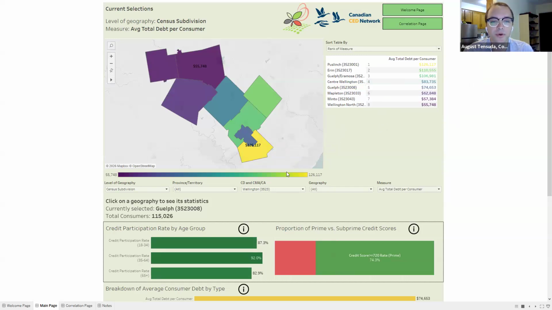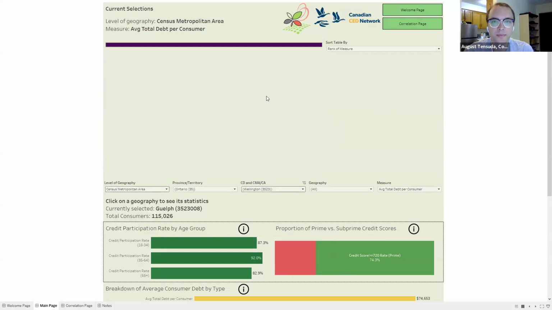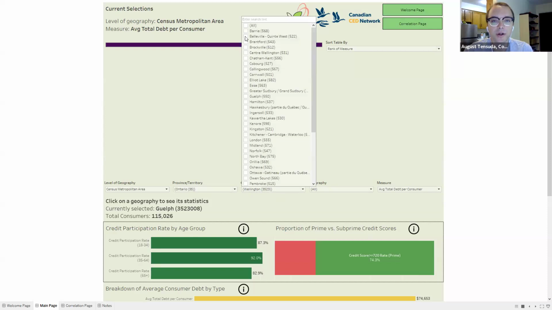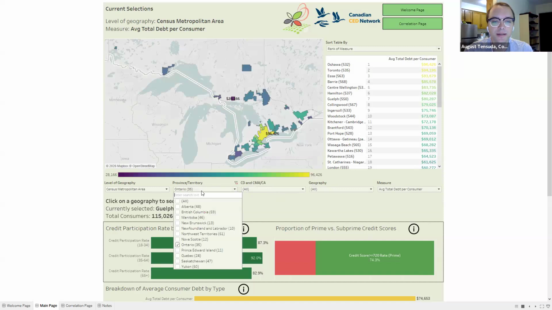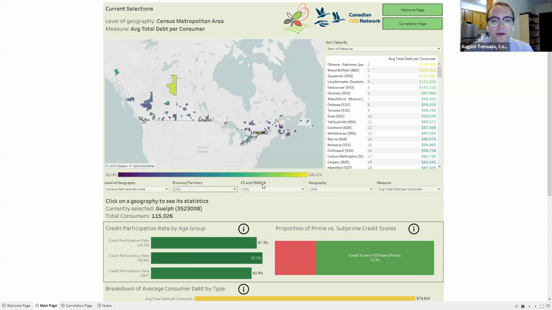Just go through another example. Maybe we'll take a look at, let's see, some CMAs. So if this ever happens to you, the map is just gone. That just means that it's an invalid selection. Usually you can tell because there's these brackets on the drop-down menus, and then you just have to select all again because we went from census subdivisions to CMAs, and they have different parent groupings. So now we're looking at census metropolitan areas. It's kind of hard to see all these, so I'm just going to go down to Alberta.